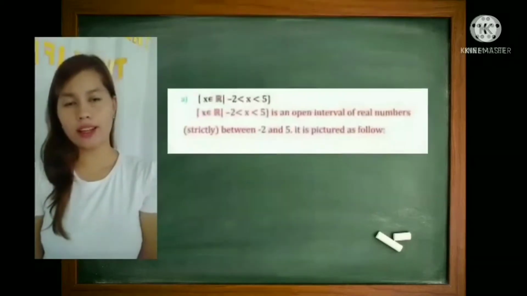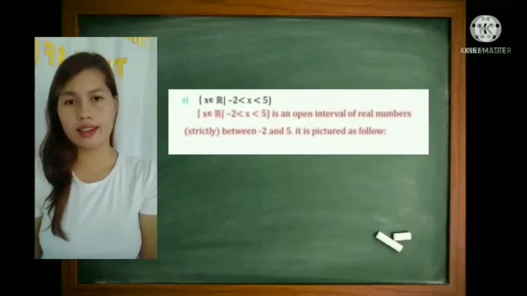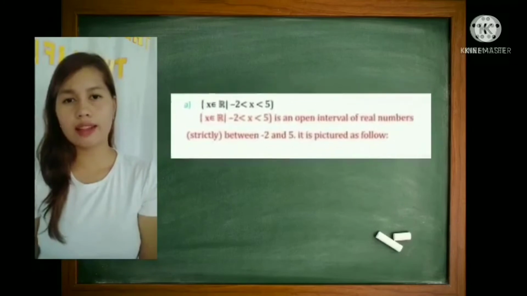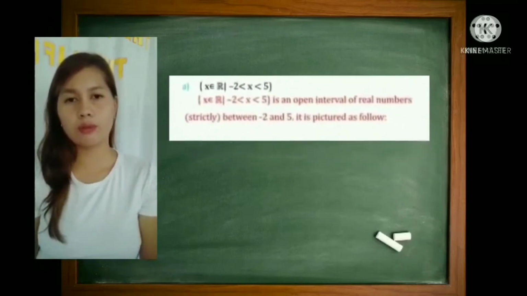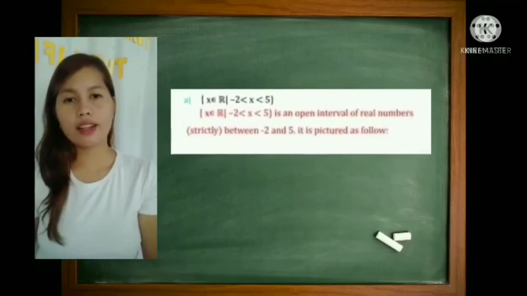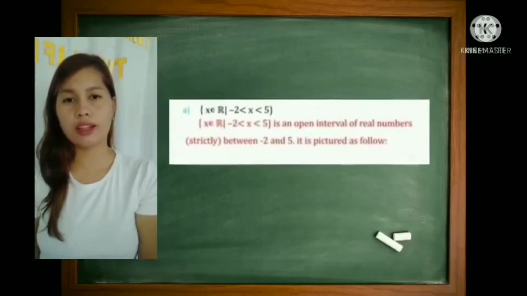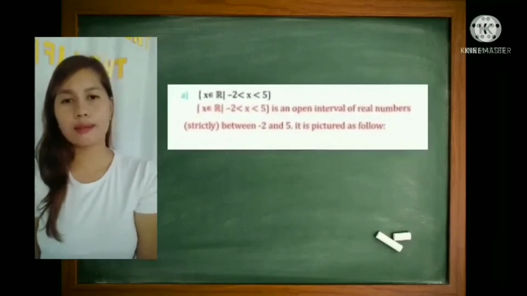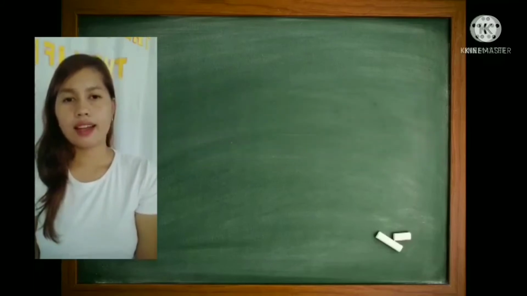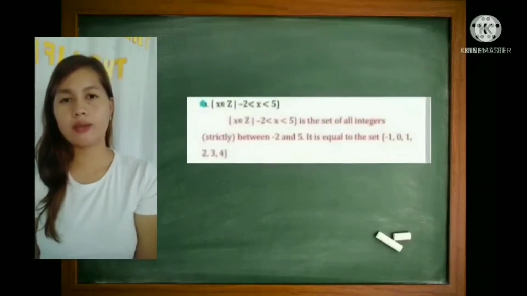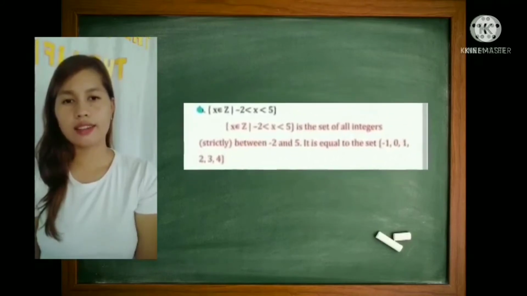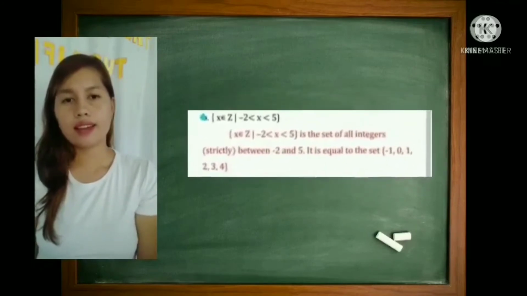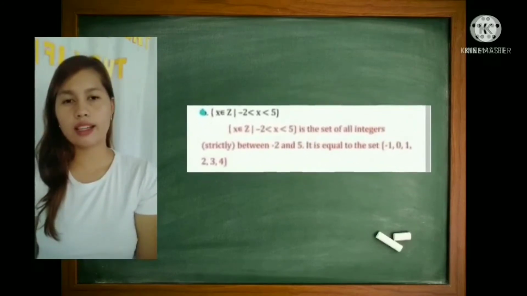This is the set of all elements x in the real numbers such that x is greater than negative 2 but less than 5. So, ibig sabihin yung element natin ay mas mataas sa negative 2 pero mababa sa 5. If the open interval of real numbers is strictly between negative 2 and 5, it is pictured as follows. So, between 2 kasi nag-meet sila sa gitna. The set of all elements x in the set of integers such that x is greater than negative 2 but less than positive 5 is the set of all integers strictly between negative 2 and 5.